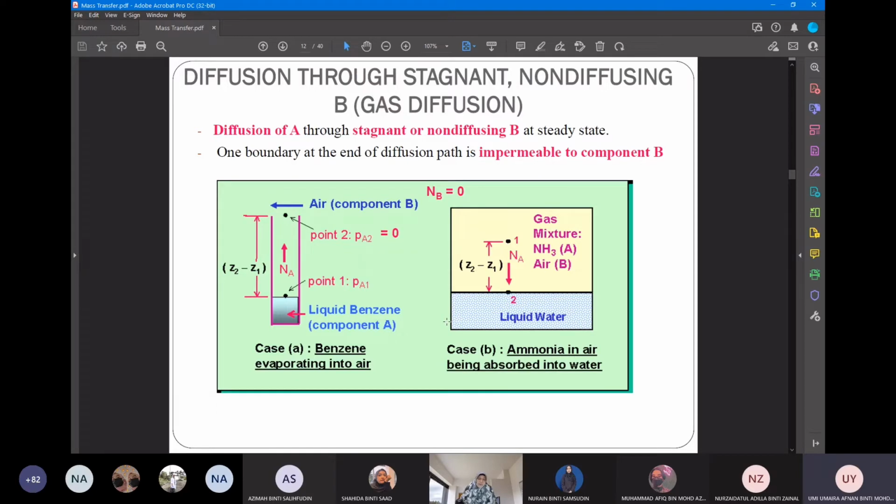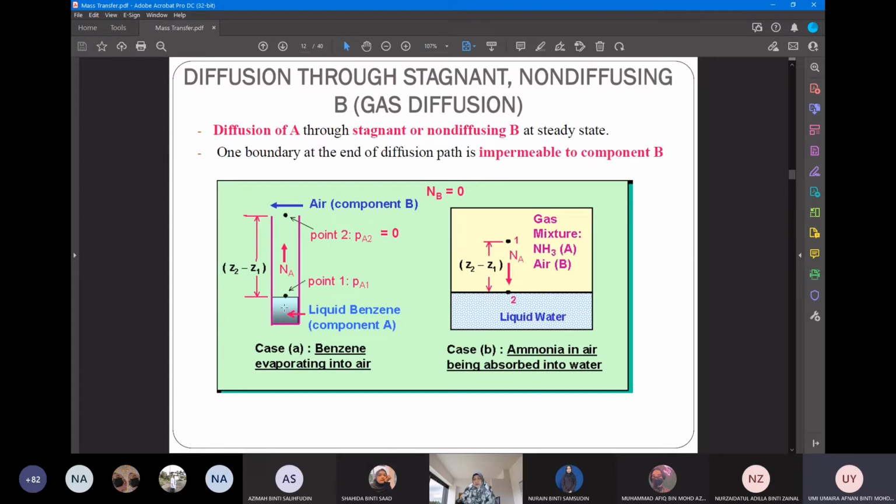Okay, so this is a tube, a very small tube. Alright, this example represents a small tube where you have a benzene liquid component in here. Okay. So because it is a small tube that consists of benzene liquid here, we are talking about only one component.